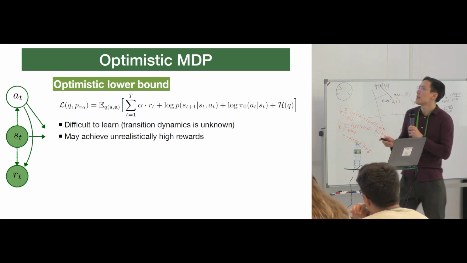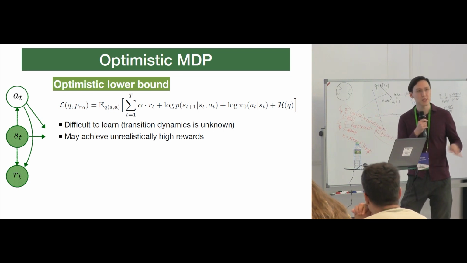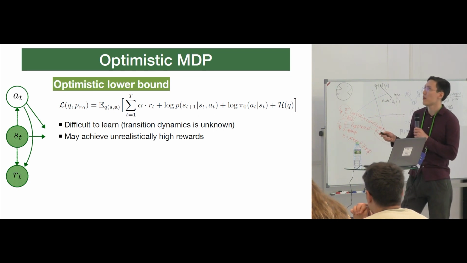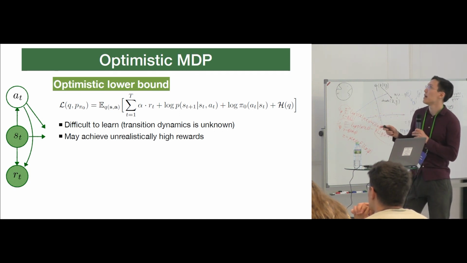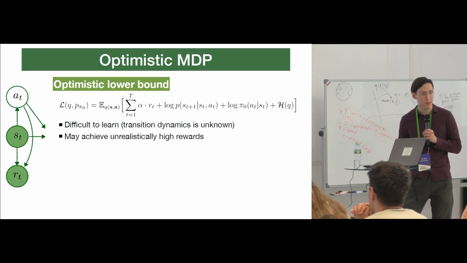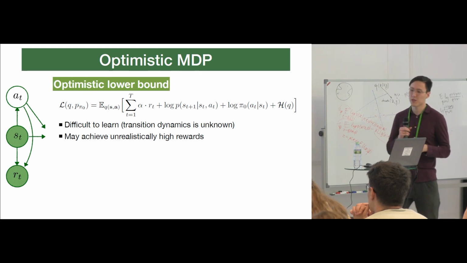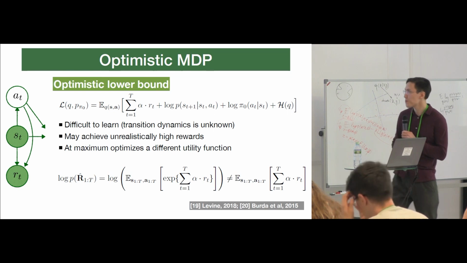Second, if we don't restrict ourselves to this form, if our approximate posterior is completely arbitrary, we may achieve unrealistically high rewards. We may now be able to transit into states we would never transit to otherwise, simply because they provide such high rewards that they outweigh all other terms in the lower bound. So our agent might start behaving unrealistically, and in general we can find state transitions that were not even possible under the original model.